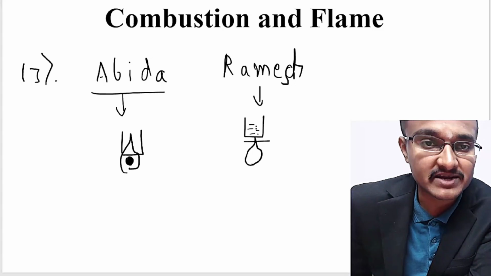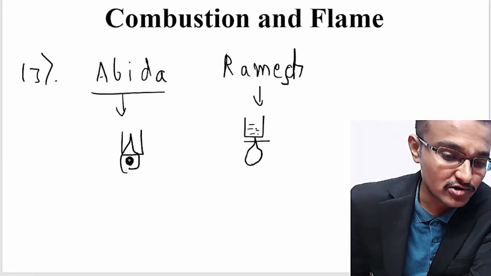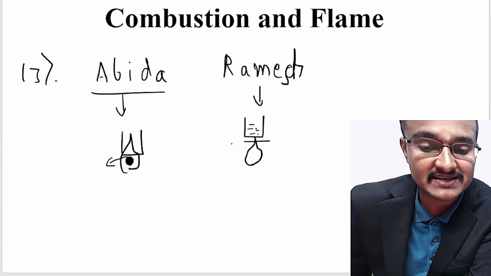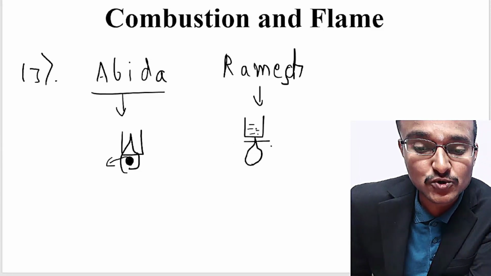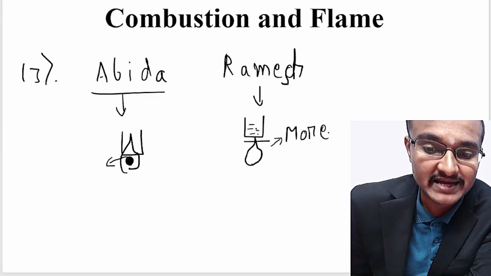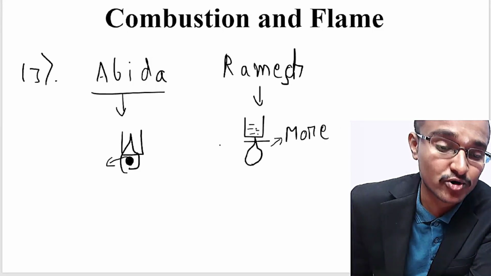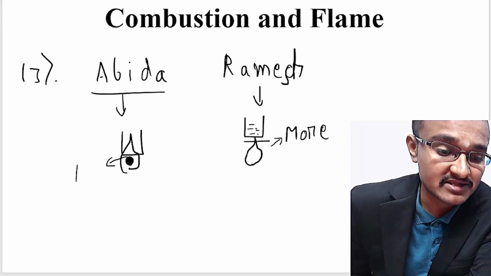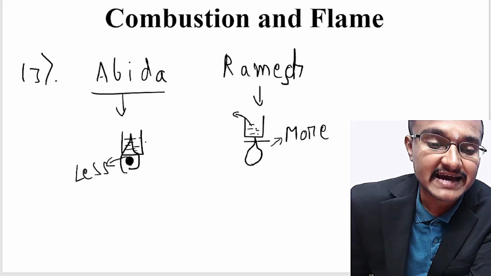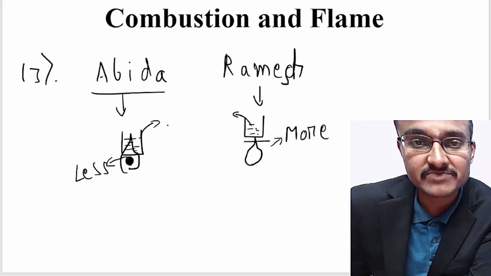Whose water will boil quickly? That is the question. We all know that the yellow region of the flame contains less heat energy and the outermost zone of the flame contains more heat energy. So Ramesh's beaker receives more heat energy, whereas Abida's beaker receives less heat energy. Hence the water in Ramesh's beaker will boil more quickly than the water in Abida's beaker.